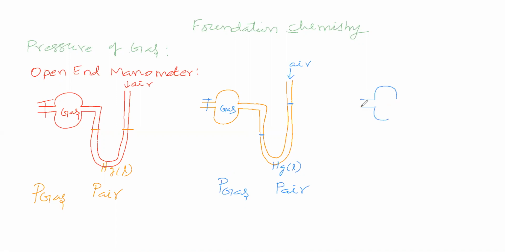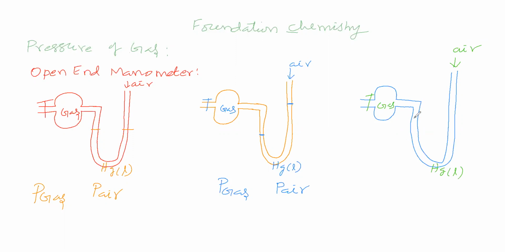Next we will take another manometer. In this manometer we will take the gas whose pressure we want to find. It is open end, atmospheric air is acting. In this place mercury liquid is present. Now this gas pushes the mercury present here towards this side, and this air pushes the mercury in this direction.